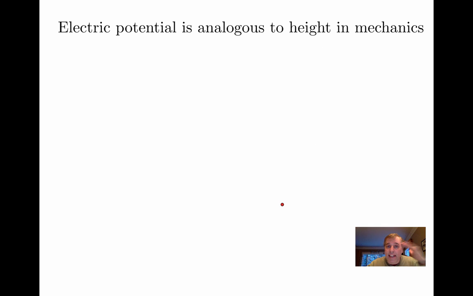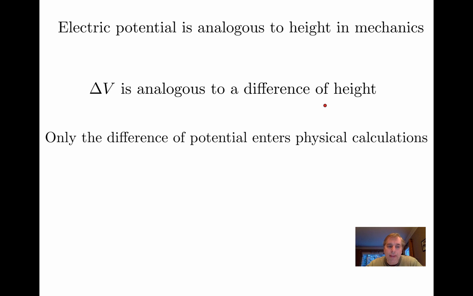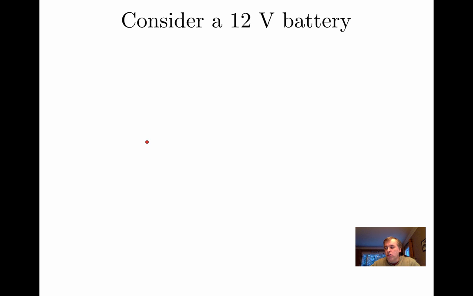Electric potential has this analogy with gravity. Think of electric potential, like I've just mentioned, as being analogous to the height, or actually to the y value of an object in mechanics. And delta V is analogous to a difference of height. Like in mechanics, only a difference of y appears in any physical calculation. In electricity, only a difference of potential between 2 points will enter a physical calculation. You'll see examples very soon. So really, it's the delta V that is used to calculate things that you can check in the lab, for example.